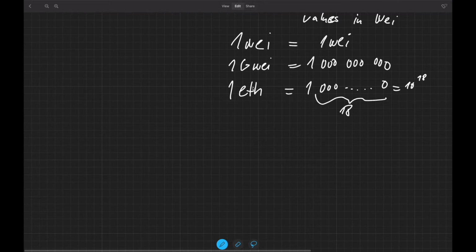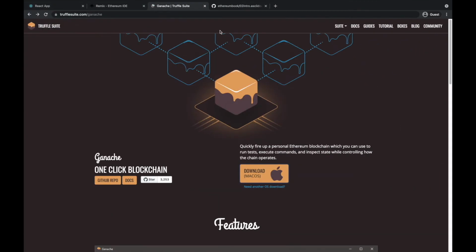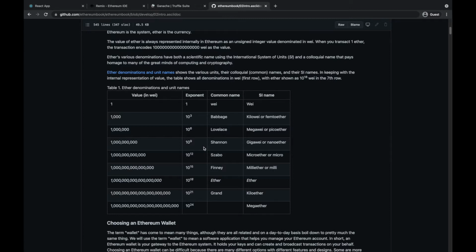The price for gas is usually stated in gwei. When you see the price for gas, it is usually stated in gwei. There are more of these denominations. I will include this link in the description, and you have the units here. You have wei, you have gwei, a gigawei, which is 1 billion wei, and then you have ether, which is 10 to the 18th wei. This will be included in the resources. By the way, this GitHub Mastering Ethereum book is a very good resource. I highly encourage you to read it if you have free time.